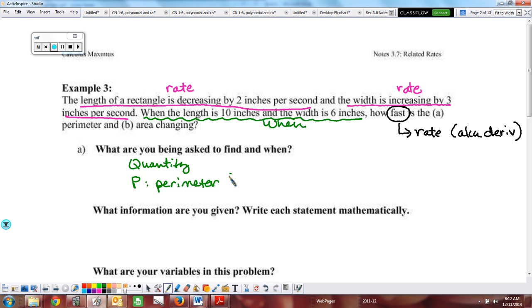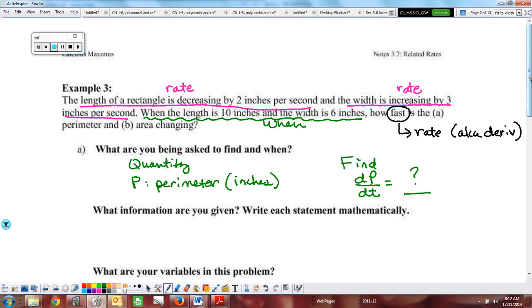And then the units. I'm going to look through my problem and see that the other rates that I'm given are in inches. And they all match. So I'm going to go inches for my perimeter. And then what I'm being asked to find is a rate, how fast the perimeter is changing. So I'm trying to find dP/dt. So I kind of identify that part.